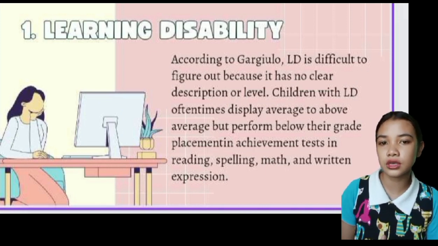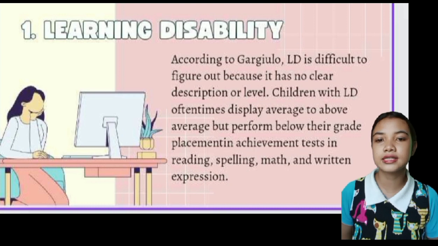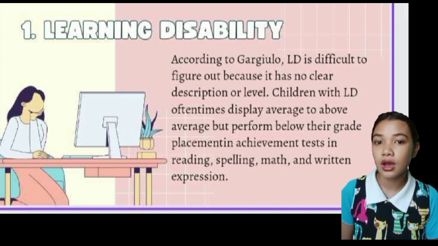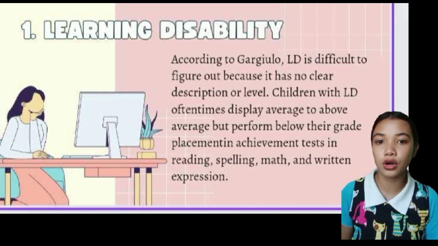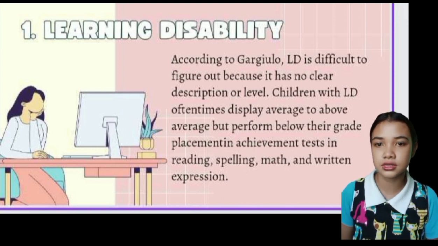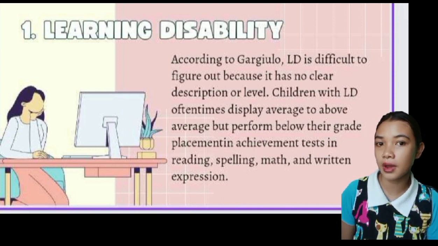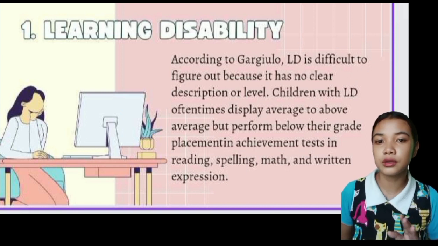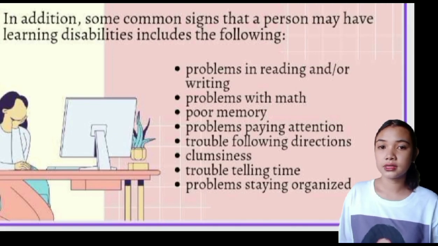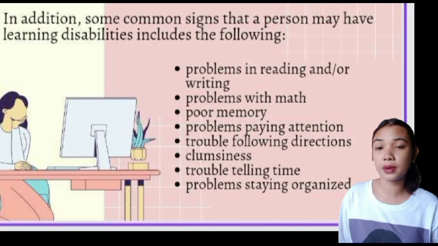So ayon daw ni Gorgello, learning disabilities are challenging to identify as they lack a clear description or severity level. Children with LD may show average to above average intelligence, but struggle to perform at their grade level in reading, spelling, math, and written expression. In addition, some common signs that a person may have learning disabilities.